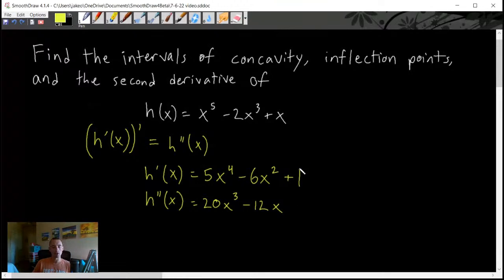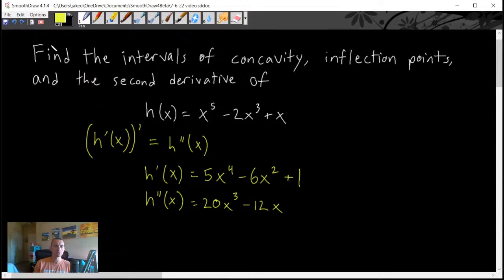And then the derivative of a constant is 0. So basically we would have a plus 0 out here. Plus 0 does not actually change the function, so I'm not even going to write that there. So here's our second derivative. The second derivative of this function is 20x cubed minus 12x.